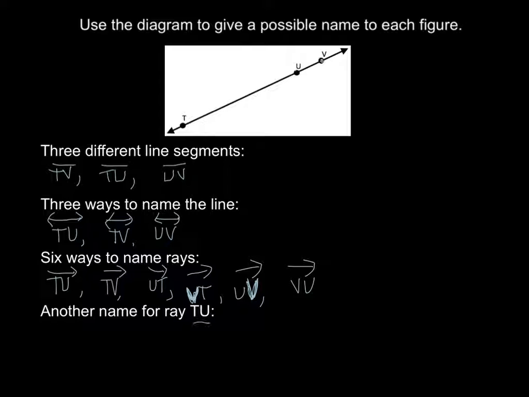Name another name for ray TU. So if we started at T, went to U, and went on forever, we could also call that ray TV. It would be the same exact ray. It's just we picked a different point for naming it. Same exact thing.